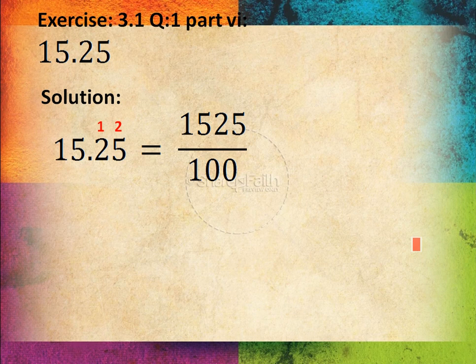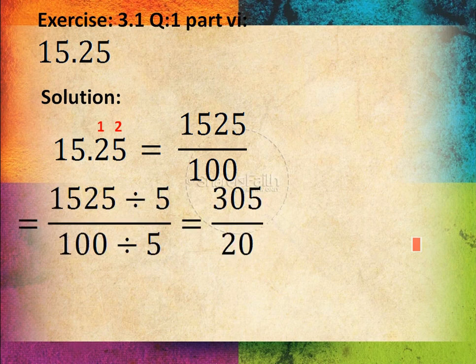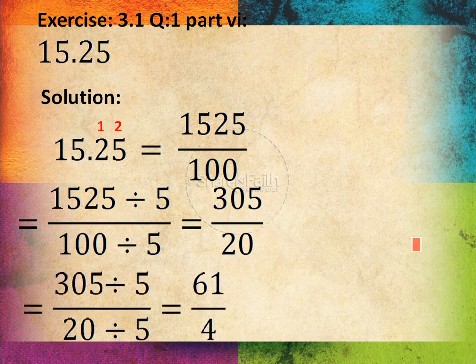And step 3, reduce the rational number to its lowest form. I will divide the denominator and the numerator of this rational number by 5 and I will get the rational number 305 over 20. This is not the reduced form. I can further simplify this by dividing the numerator and the denominator by 5, which will give me the rational number 61 over 4. Now this is the simplified form of the rational number. My decimal number 15.25 has been converted into the rational number 61 over 4.